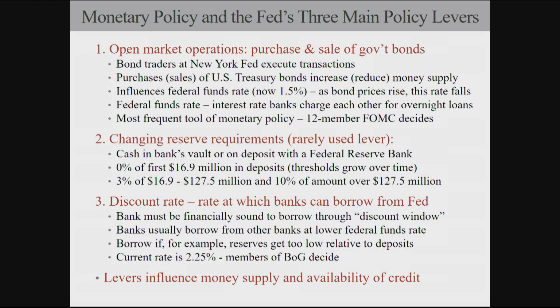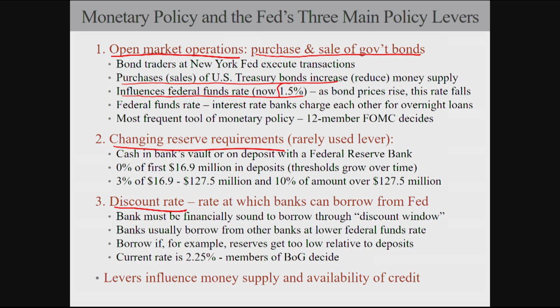Okay, so now I want to talk about the three main levers for the Federal Reserve. The first one, and the one that's most frequently used, is open market operations. This is the purchase and sale of government bonds. I'll walk through an example of how this affects the market for loanable funds in a moment. Essentially, this is purchases or sales of US Treasury bonds, and this influences what we call the federal funds rate.